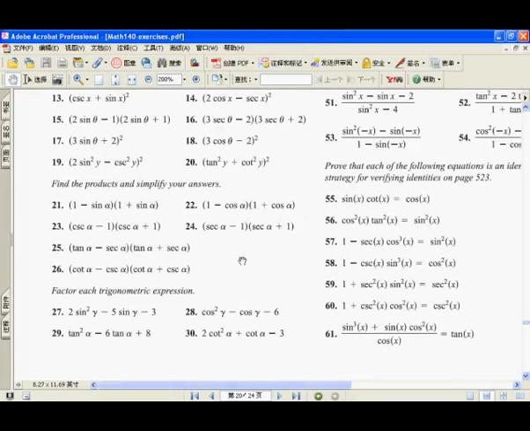Now let's look at problem 26. Find the products and simplify your answers. So 26 is cotangent alpha minus cosecant alpha times cotangent alpha plus cosecant alpha.